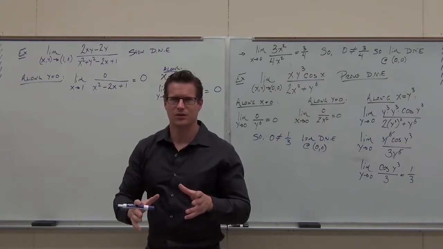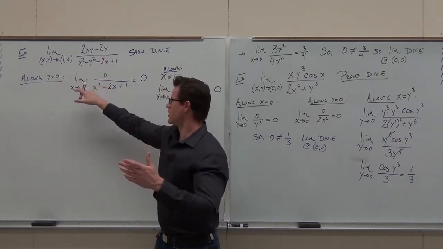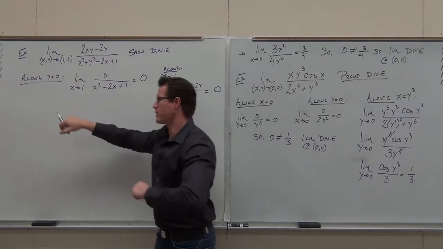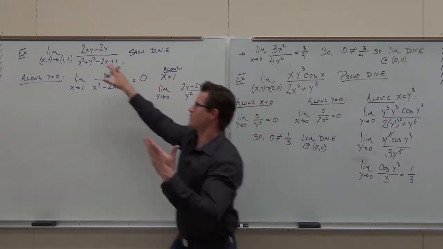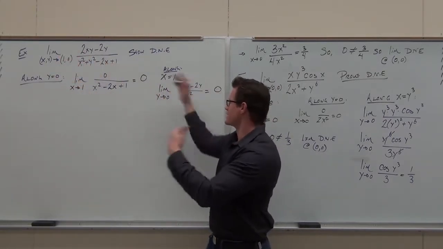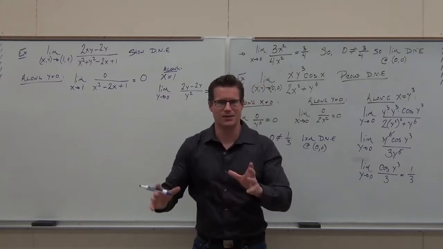So here we go. Y equals 0, done, no problem. X approaches 1, got to go to the point. X equals 1, got to go through the point. Y's got to approach 0. Either way, we get 0, 0. It's not telling us anything.